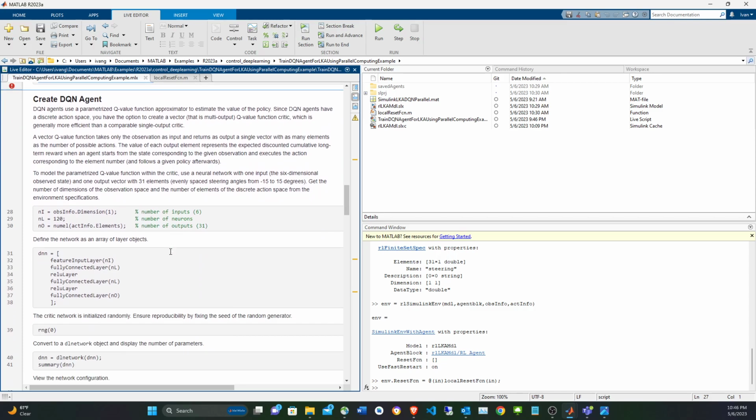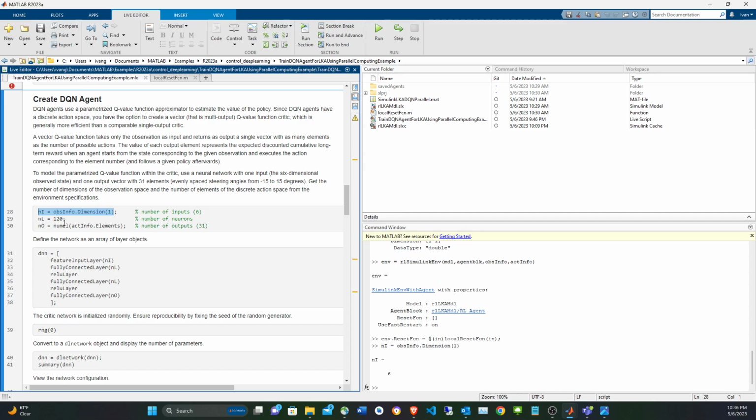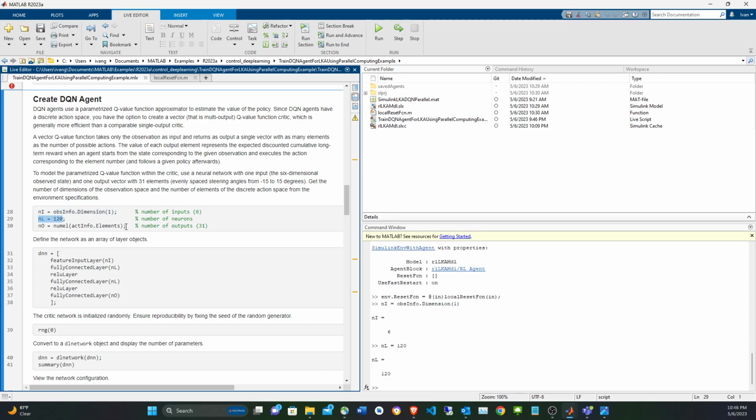Now let's create the DQN agent. First, we need to know the number of inputs for the network, for the Q network, which is going to be 6, the number of observations. We're going to have 120 neurons for the internal layers, and the output is going to be the number of actions, which is 31 possible actions.